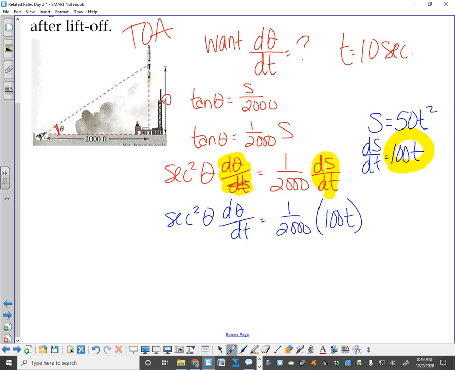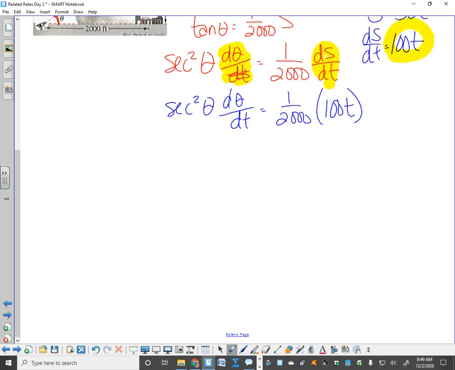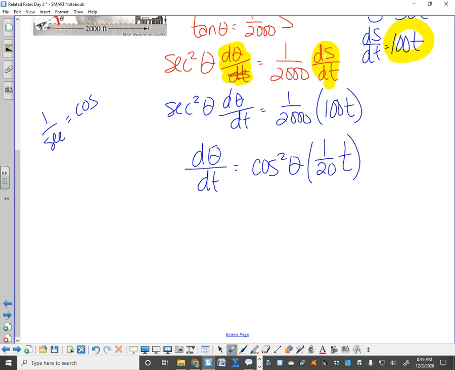Okay, so I can do a little cleaning up, and also to solve for d theta dt, I'm going to divide by secant squared, which is going to put secant squared on the bottom, which means I'm going to kick it up as a cosine squared on the top, because you guys know that 1 over secant is cosine. D theta dt. Okay, so again, I'm dividing by secant squared, so that's going to make that cosine squared theta. And then I can reduce the 100 and the 1 over 2,000 to a 1 over 20 t. Okay, all right, not bad.